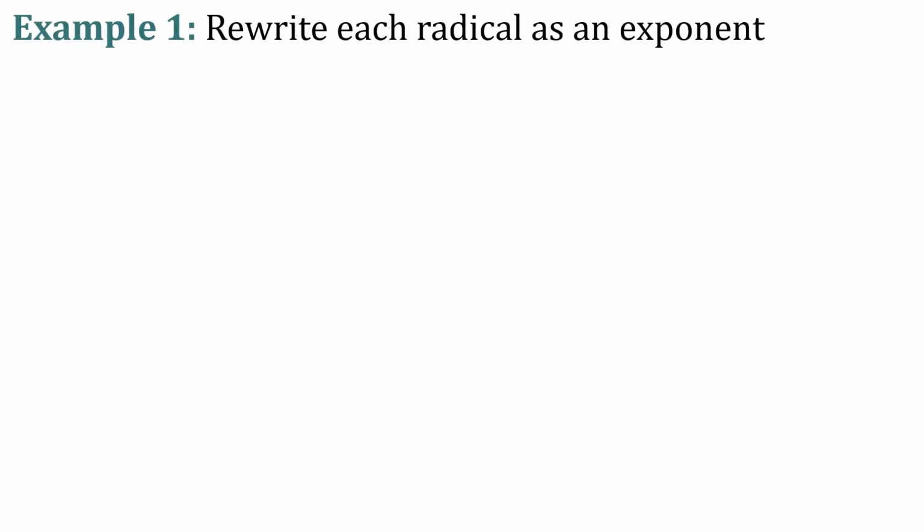So let's practice. We're going to rewrite each radical as an exponent. This is going to go in the opposite direction. So this time I have the 5th root of 3 squared. So we know that 3 is our base. And then remember that it's the power over the root. Our power is 2 and our root is 5. So this is 3 to the 2/5. Our other example is 6th root of x to the 4th. Remember, it's power, which is 4, over the root, which is 6.